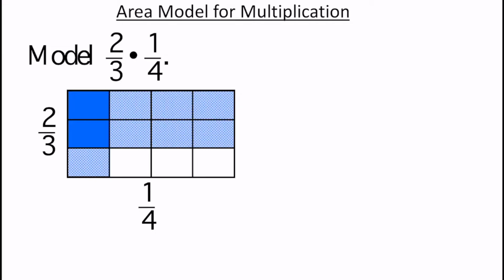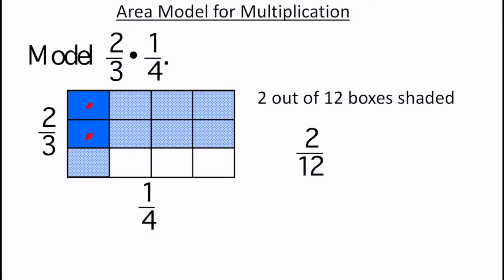Now you can actually count. There are 2 boxes out of 12. As you can see, there are 12 total boxes, so 2 boxes out of 12 are shaded. So 2 out of 12. And remember how to reduce a fraction. If I divide the top and bottom by 2, I get 1/6. Which is kind of cool because 1/6 is also a fraction.